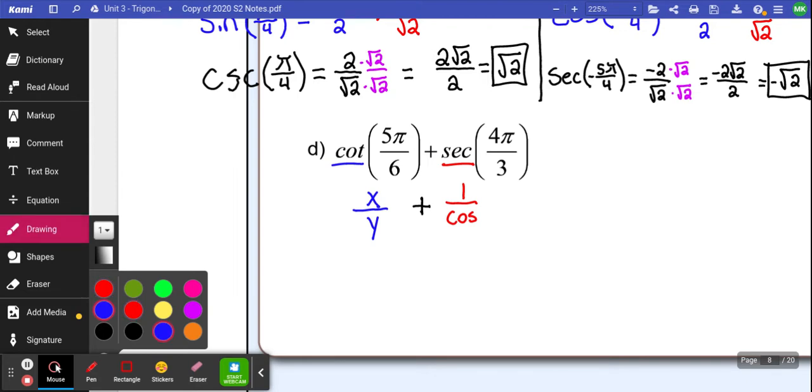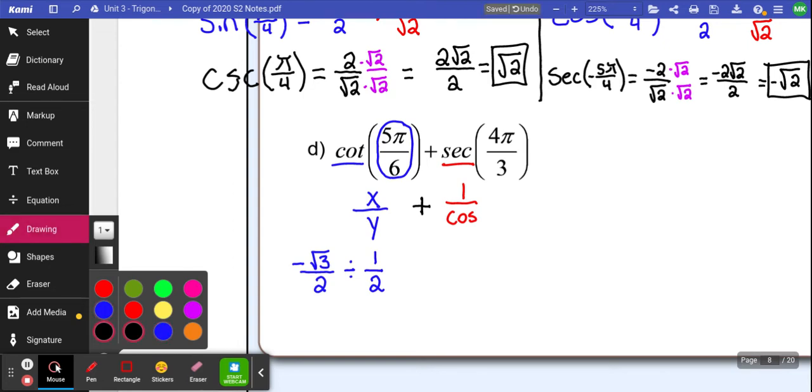Let's start with the cotangent. So if I go to 5 pi over 6 on my unit circle, it is there. Should be in quadrant 2. You want to do x divided by y. The x value, I believe, is negative root 3 over 2, divided by the y value, which is 1 over 2. Has someone looked at their unit circle and confirmed that? Yep. A little bit of OCD, just want to make sure.